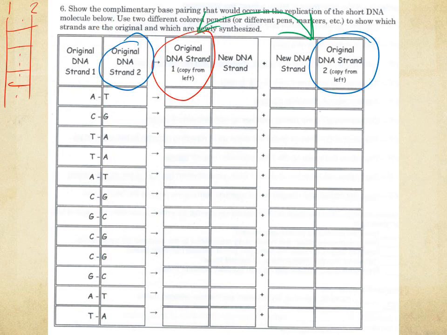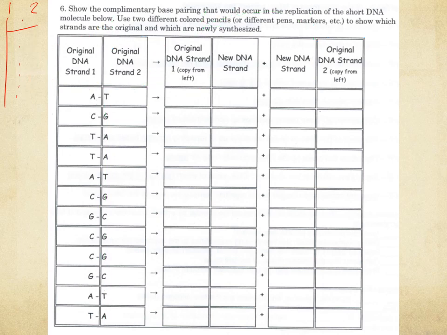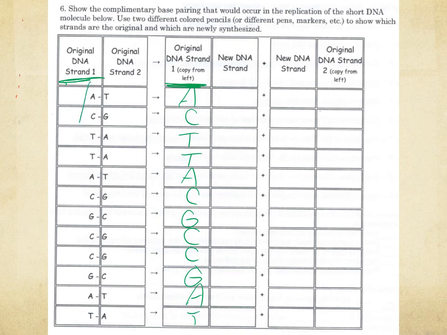So I'm going to just copy what I see on the left and put it onto the stuff on the right so I can go back and fill my molecule. So original DNA strand 1, that's going to be right here. It says right there, copy from left. So I'm going to copy this exact same sequence right here. And I'm just going to write in A, C, T, T, A, C, G, C, C, G, A, T. All I did was copy these letters from strand 1 and put them right here for strand 1.